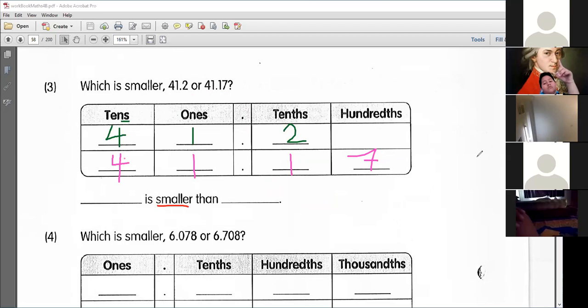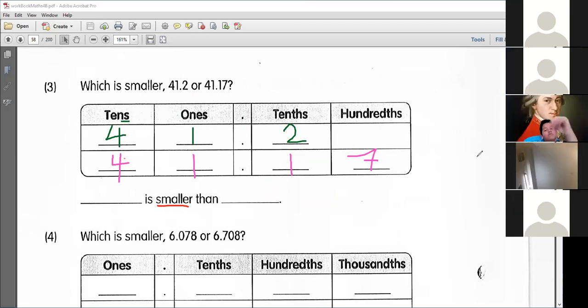Eric, are you here? All right, Vitu, which one is smaller? 41.17 is smaller than 41.2. All right, let's make sure we remember how to say this number. This number is 41.17. Perfect.